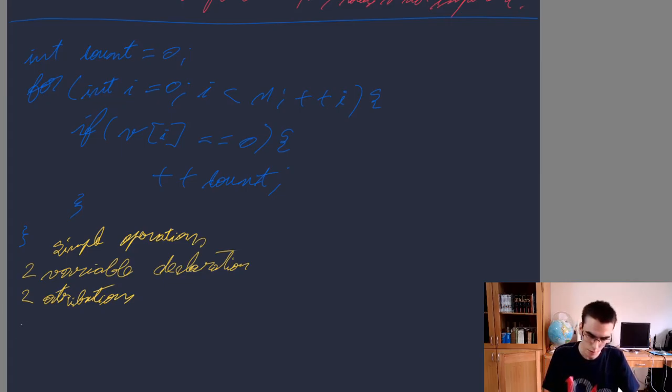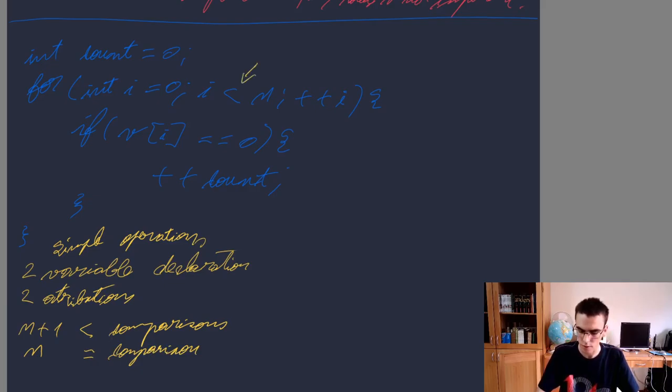We have n plus 1 less-than comparisons. And I have n equals comparisons. And you see, I'm talking about this one for this here, and I'm talking about this one for this here, correct? Because we are going to do plus 1 when the condition fails, so n plus 1. And this one happens n times, because the loop body will run n times.